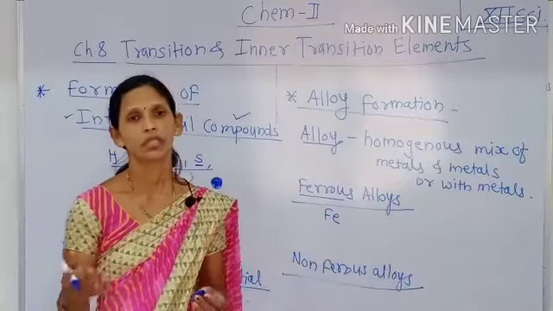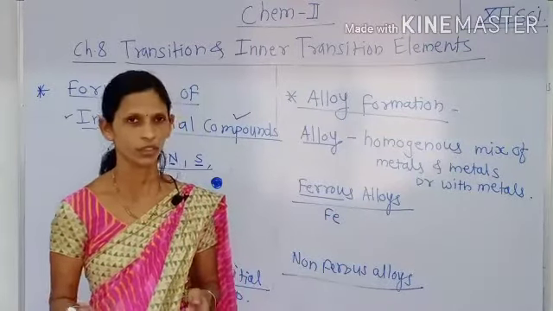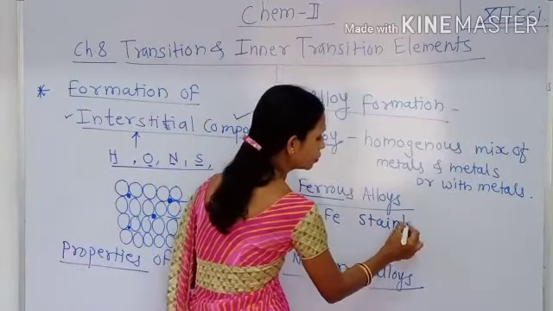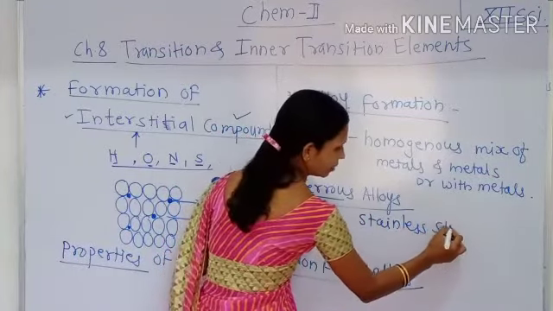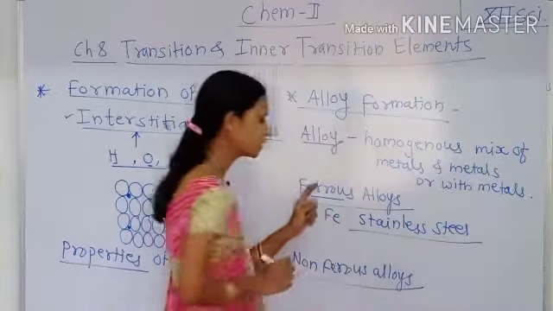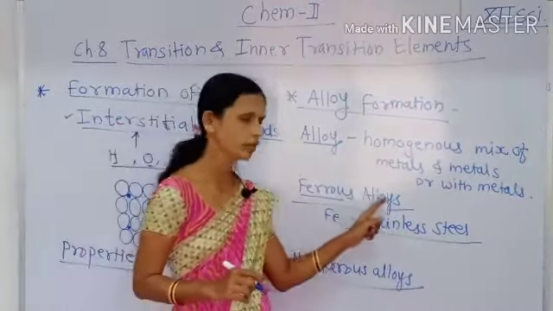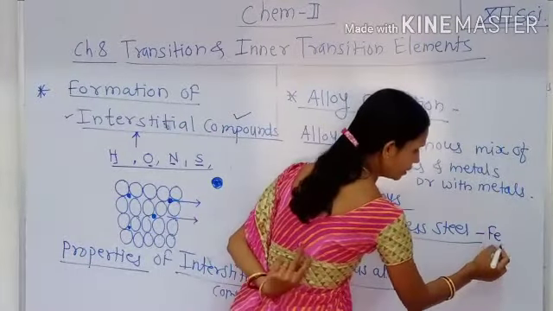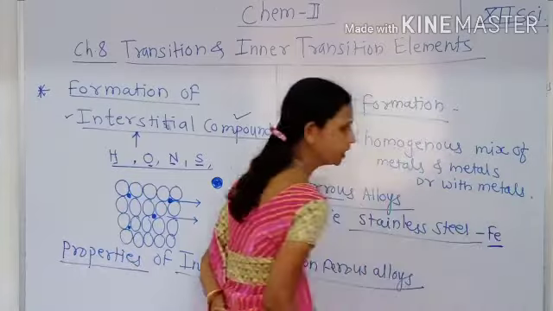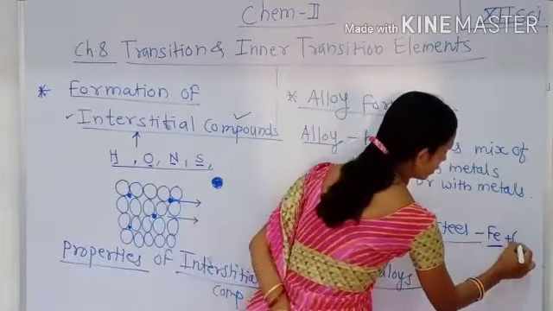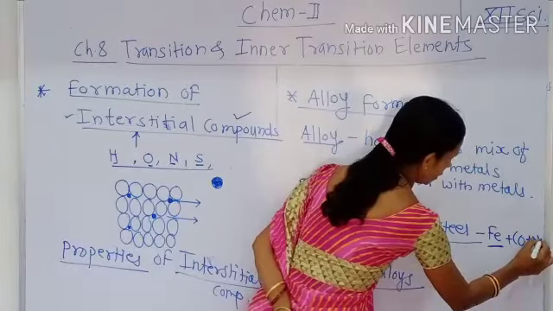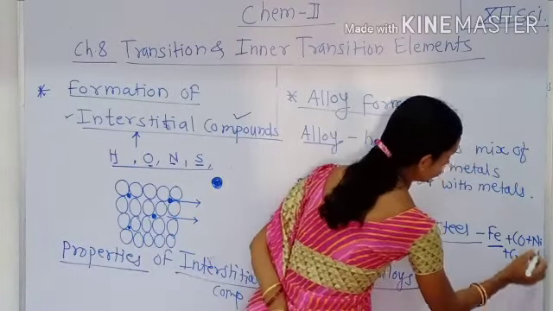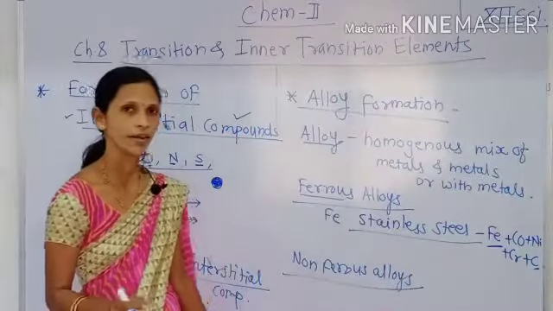All of you know the different types of ferrous alloys, that is stainless steel. Stainless steel is the most popular ferrous type of alloy. It is an alloy of iron. The main metal present in it is iron, along with cobalt, nickel, sometimes chromium, and carbon, which is used to make it hard and tough.